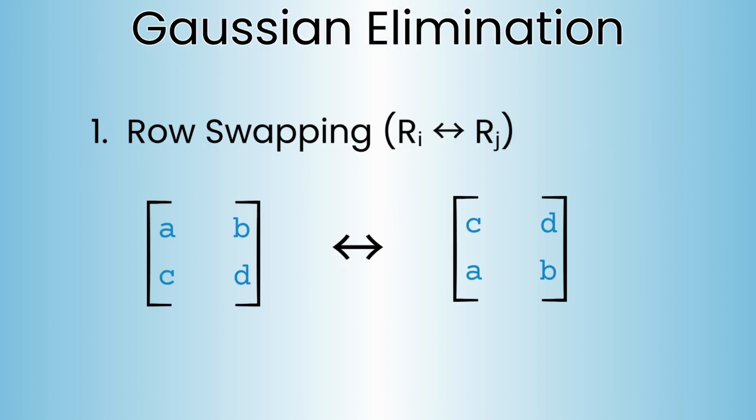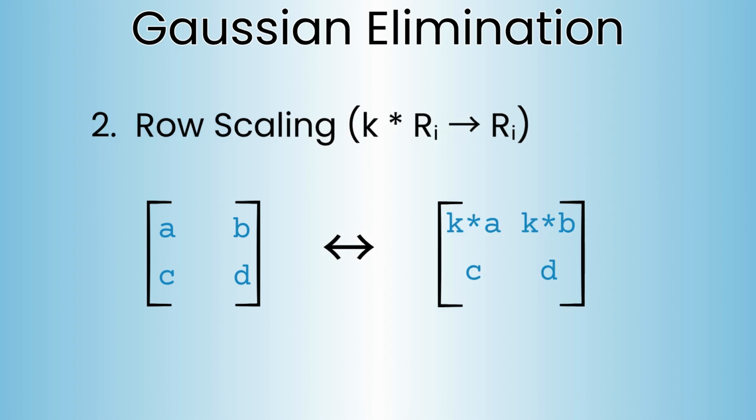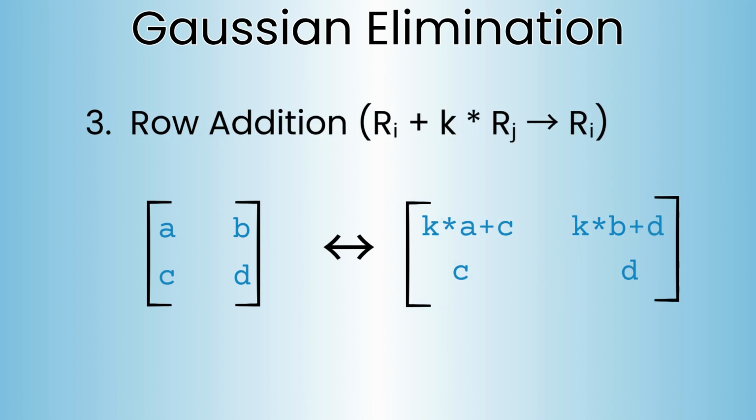We achieve this using three elementary row operations. The first one is row swapping, meaning two rows in a matrix can be swapped. The second one is row scaling, which means a row in a matrix can be scaled by using a scalar. And the third one is row addition, meaning two rows in a matrix can be added together.